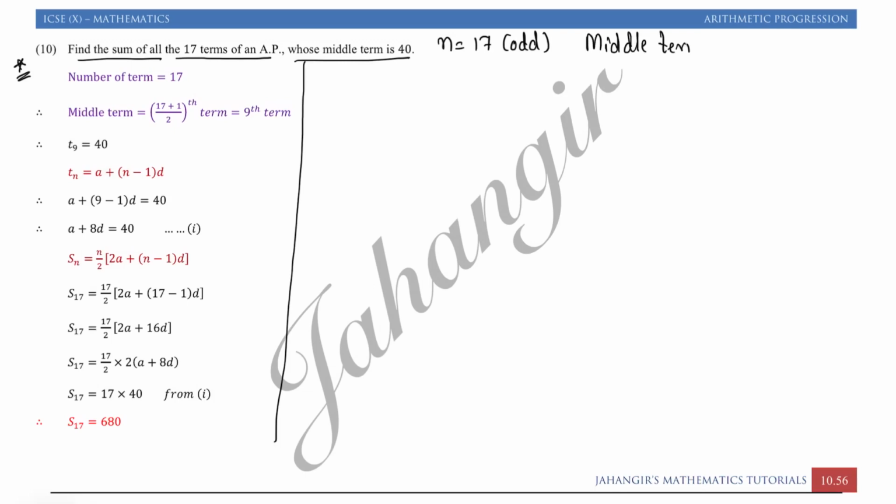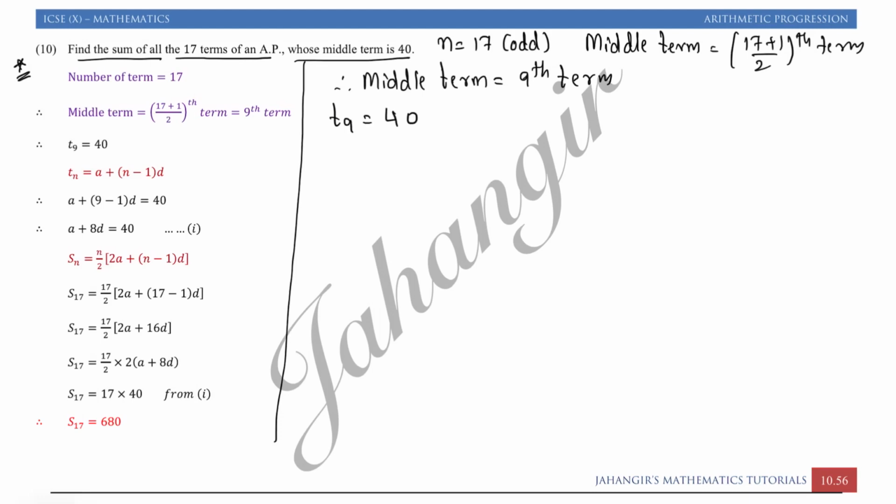So therefore, for odd, we have the formula for the middle term: 17 plus 1 upon 2th term. So therefore 17 plus 1 is 18, 18 by 2 is the 9th term. So we know therefore T9 is equal to 40. So T9, if you write, A plus 9 minus 1 into D is equal to 40. So finally we will get A plus 8D is equal to 40. This is my equation number 1. We will just keep it as it is.